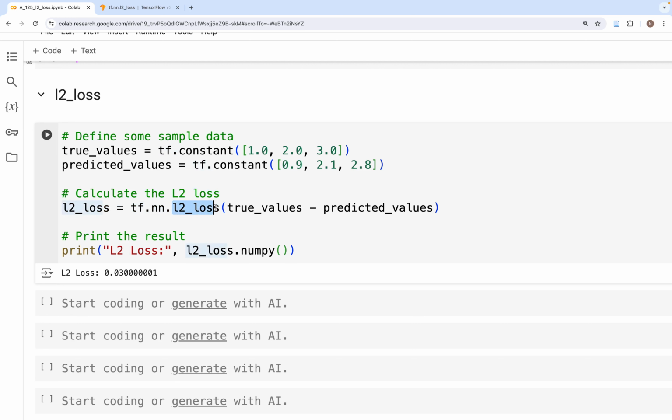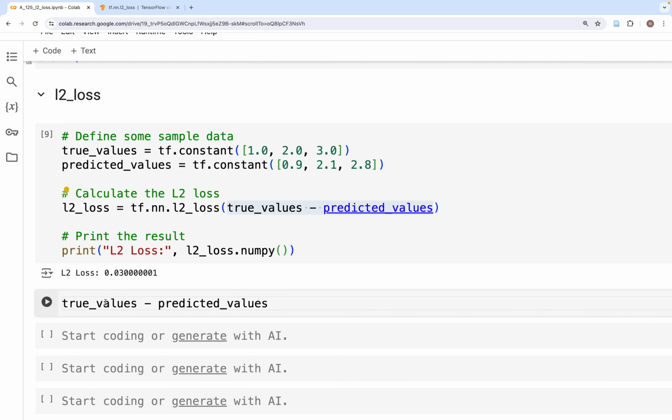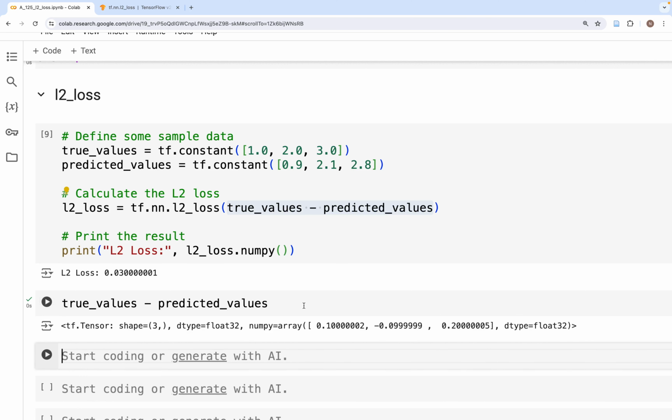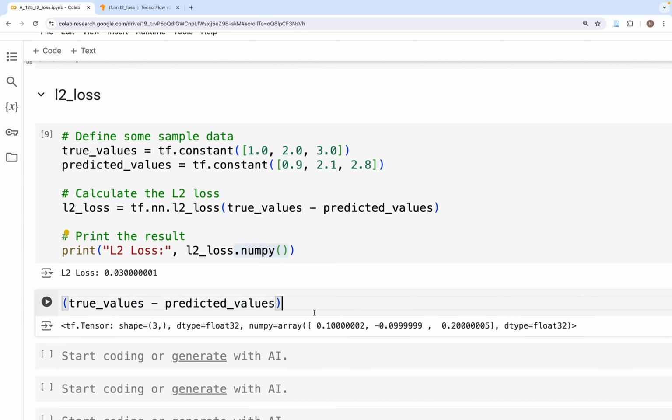tf.nn.l2_loss, and let's say we are trying to find how far apart these values are, so we are taking the difference between the true values and the predicted values. So if we try and look at what goes inside of the L2 loss, it is simply a tensor, so let's put a dot numpy in front of it. I'm going to do that, and this works, dot numpy.